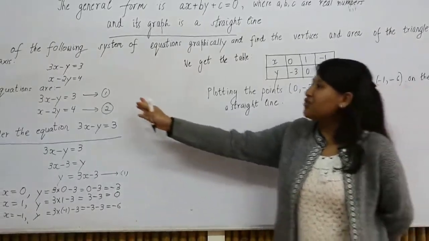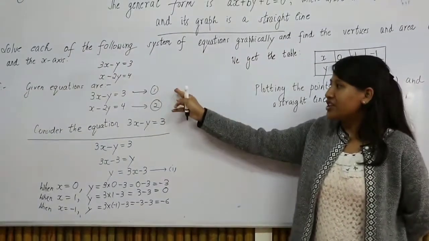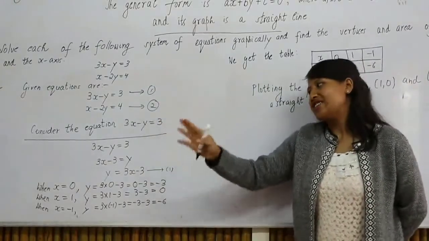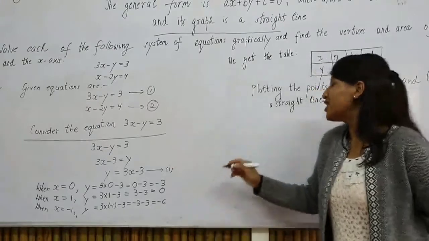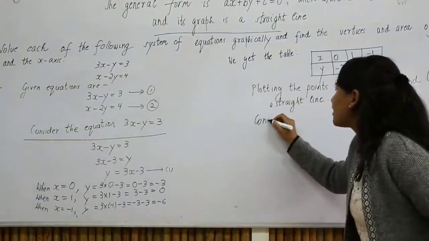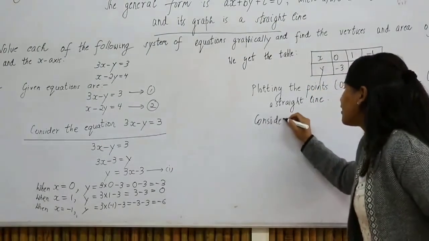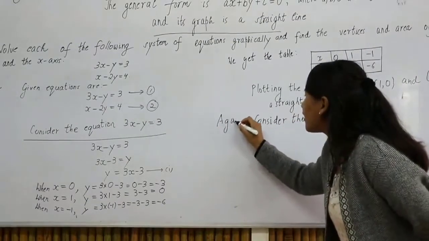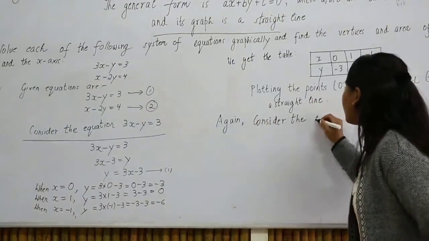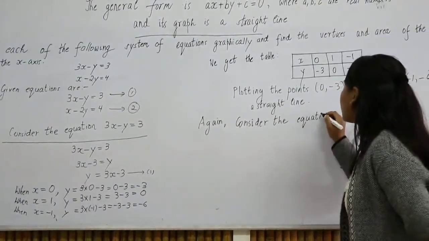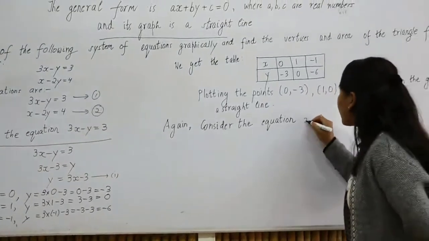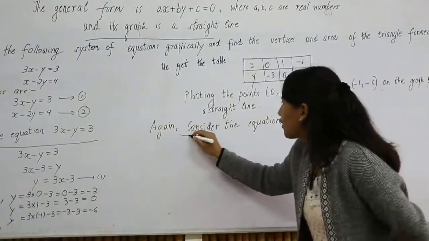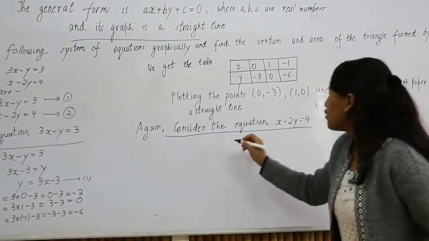We have finished the first one. Then next we have to do the second one. Again, just like what we did for the first one, it's the same steps. So again, consider the equation x minus 2y equal to 4. Then you write this one again.